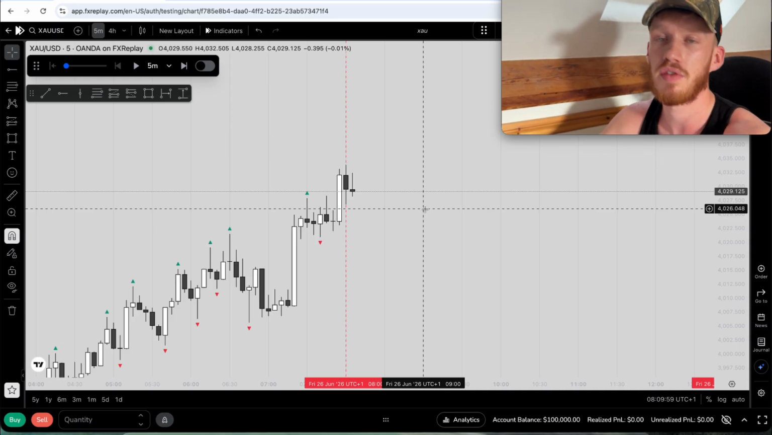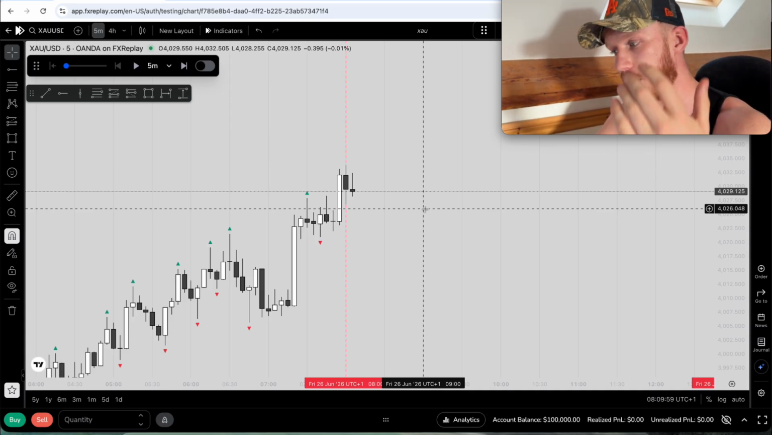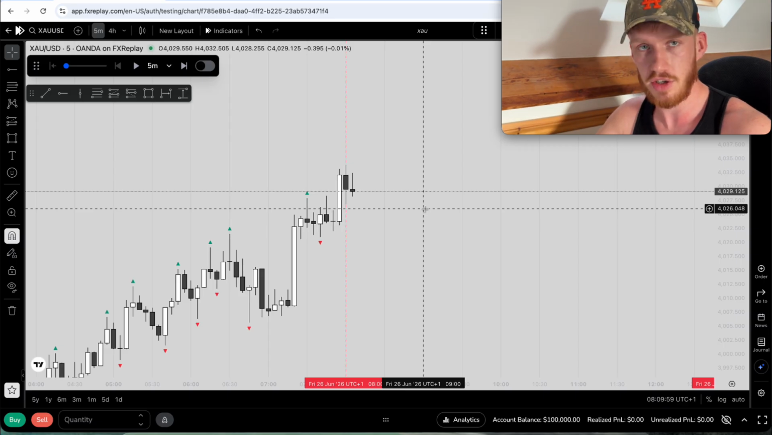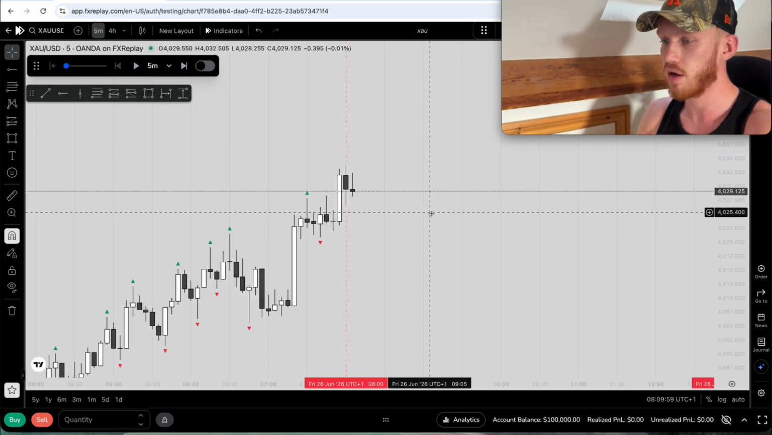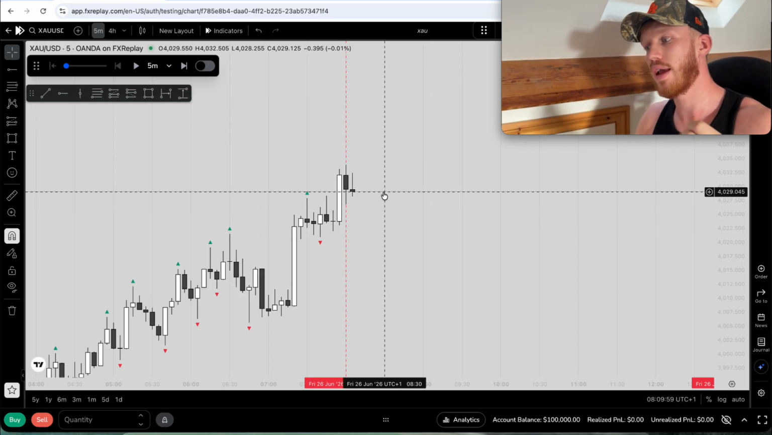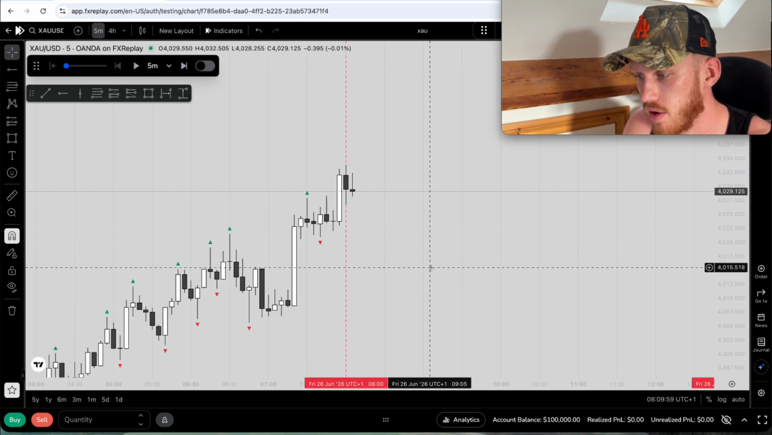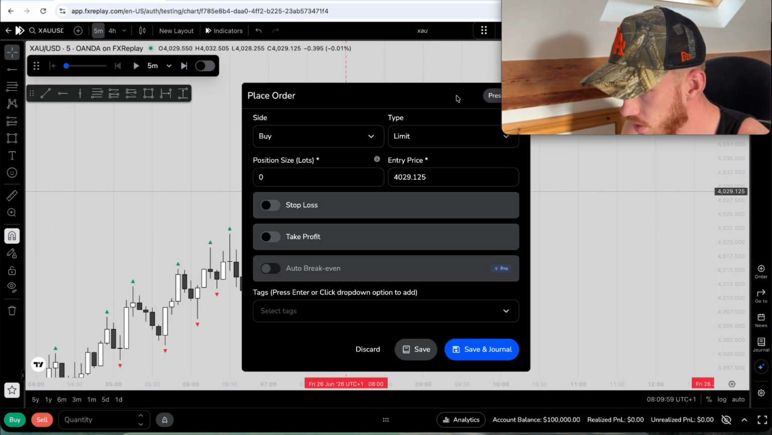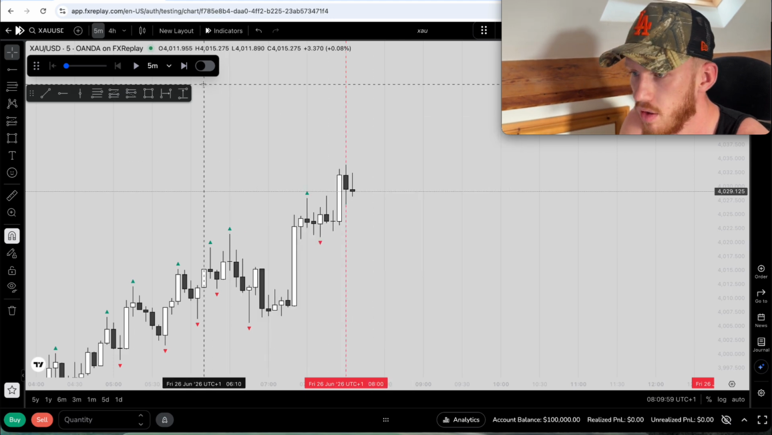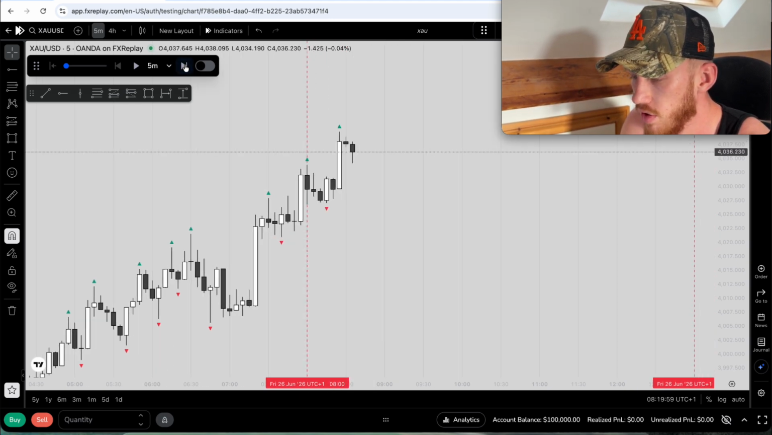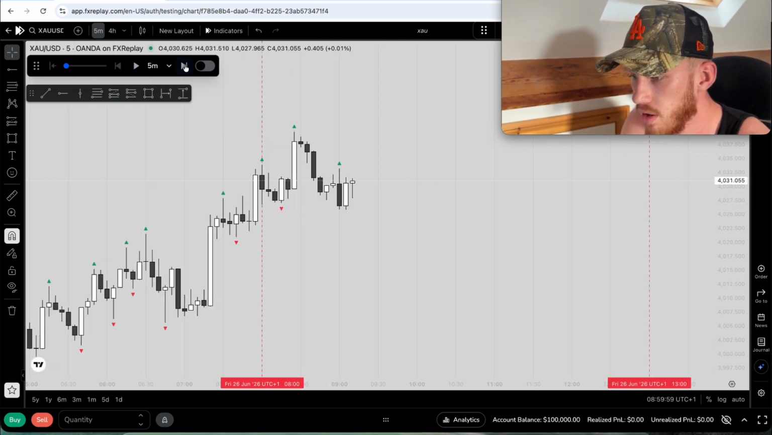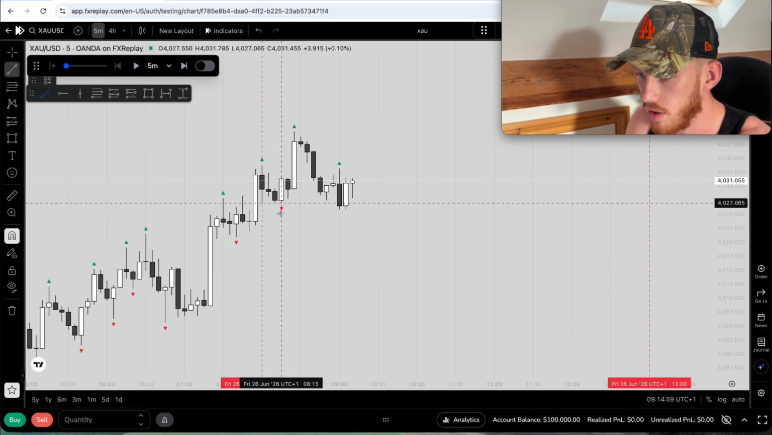Same way as we use it for the bias to determine a valid break of structure, we also use it for the entry to determine a valid break of structure. So all I'm waiting for is a 5-minute break of structure to the downside to a fractal low. If I just play price out now, you see a fractal forms in there, and we actually get our break of structure just there.